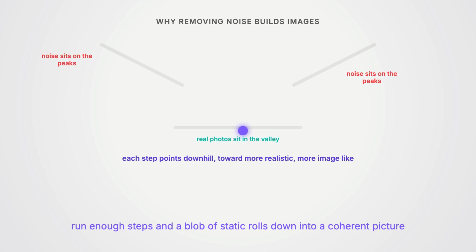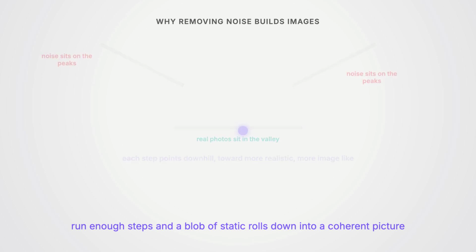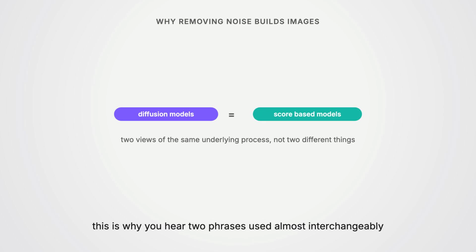This is also why you will hear two phrases used almost interchangeably: diffusion models and score-based models. A landmark result showed they are two views of the same underlying process, not two different things.